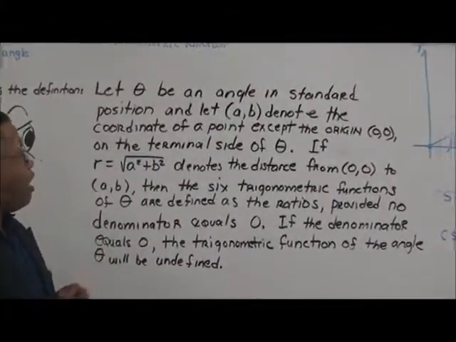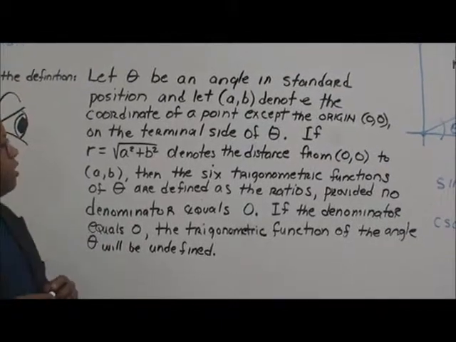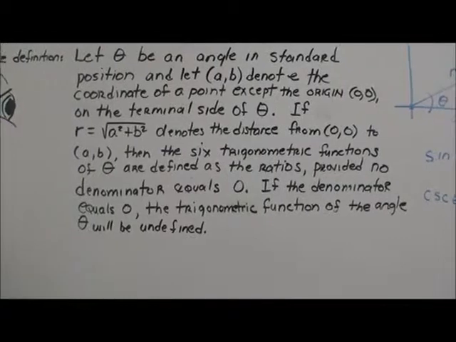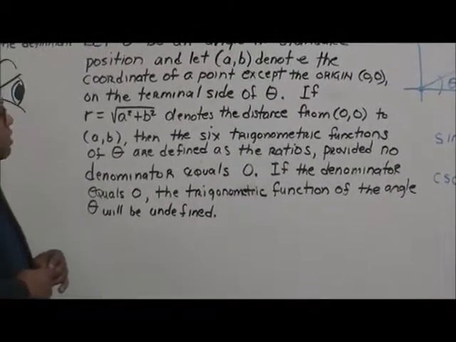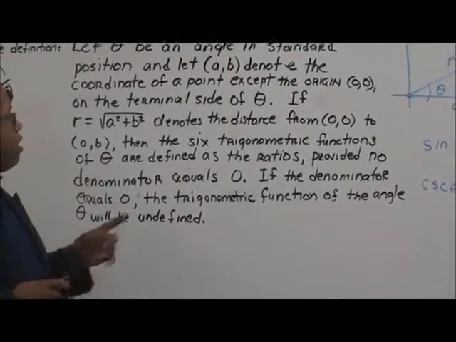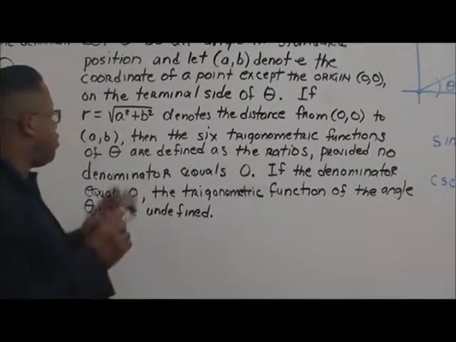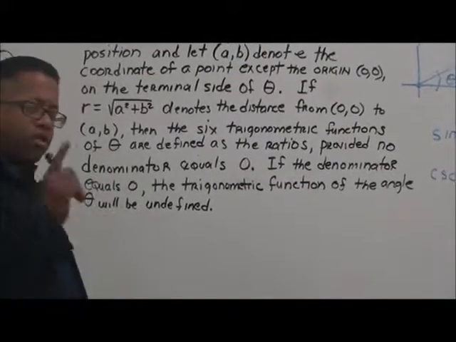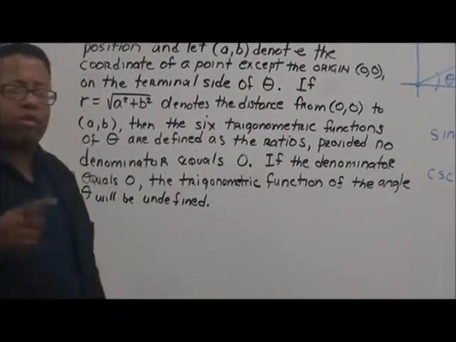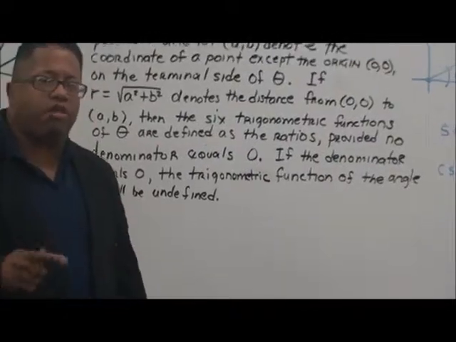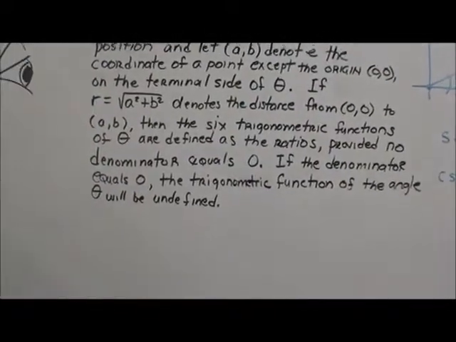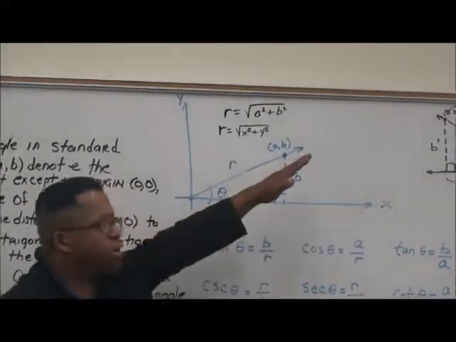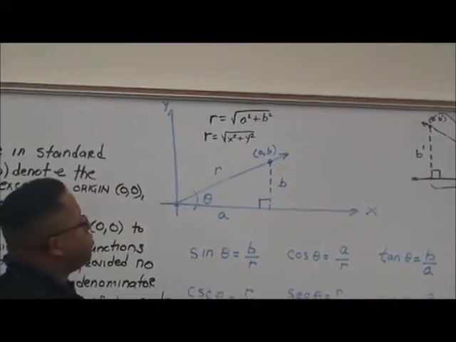And if r is equal to the square root of a squared plus b squared denotes the distance from the origin (0, 0) to the ordered pair (a, b), then the six trigonometric functions of theta are defined as ratios, provided no denominator equals 0. And if the denominator equals 0, then the trigonometric function of the angle theta will be undefined.